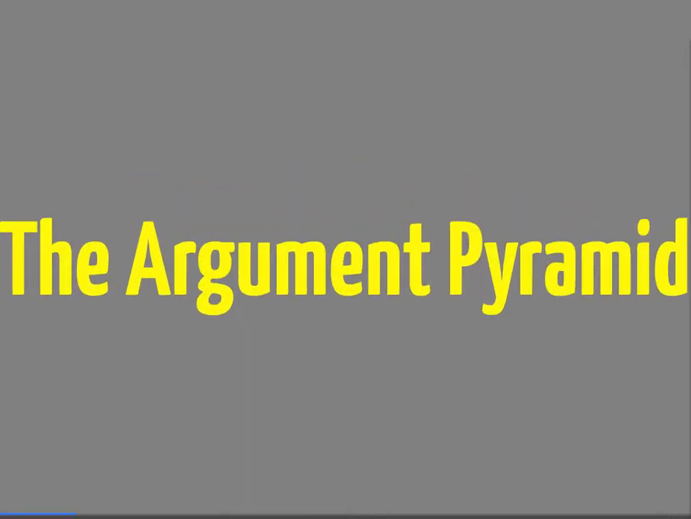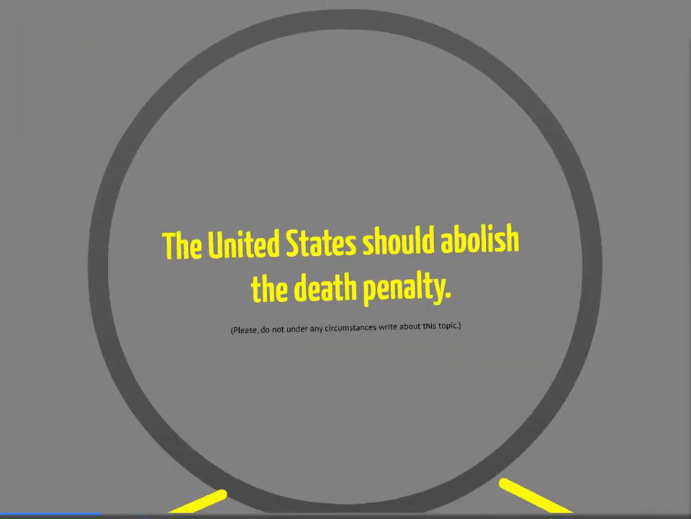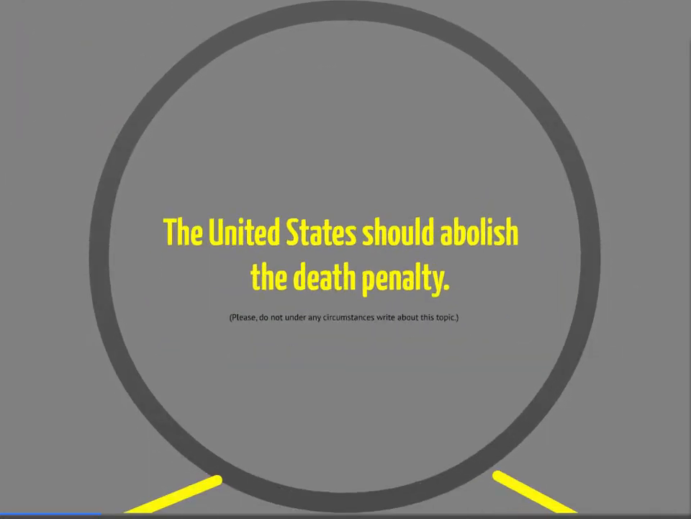There's nothing wrong with either of these techniques, and I'd never tell you not to use them. What I'm proposing today, though, is a simple variation on these techniques that will make them a lot more powerful. It's called the argument pyramid. It looks a lot like a mind map, but there are a few key differences that make all the difference in the world. So let's start with an example topic.